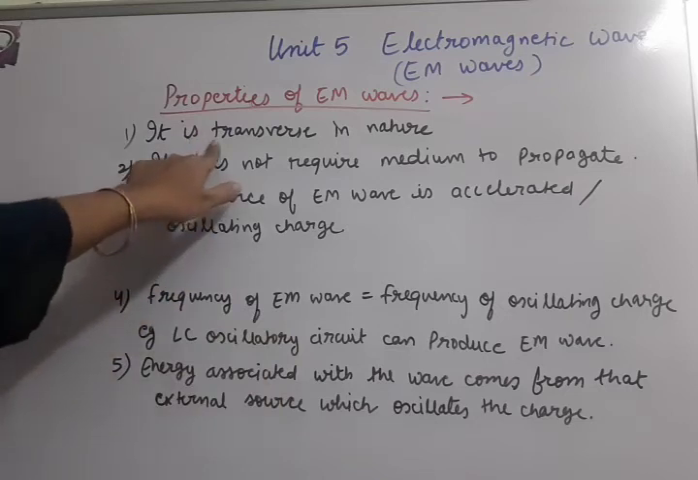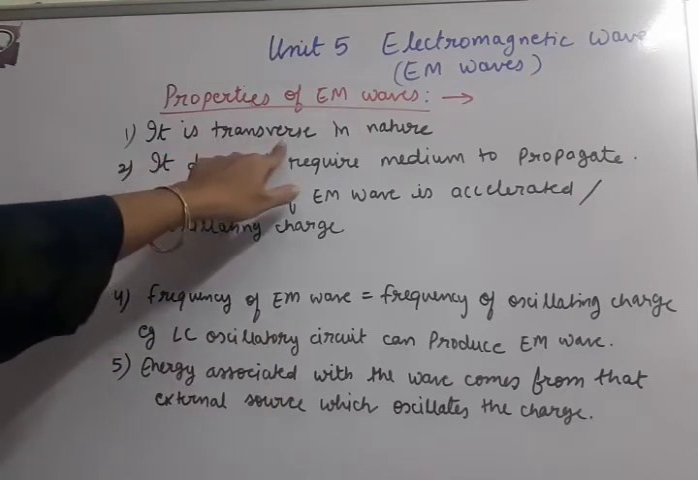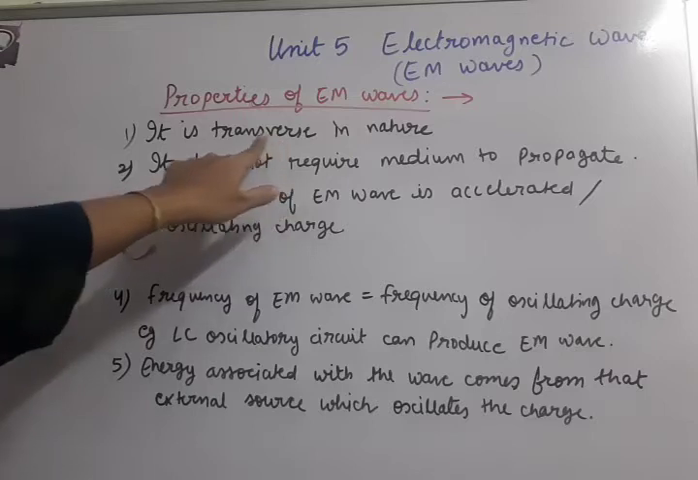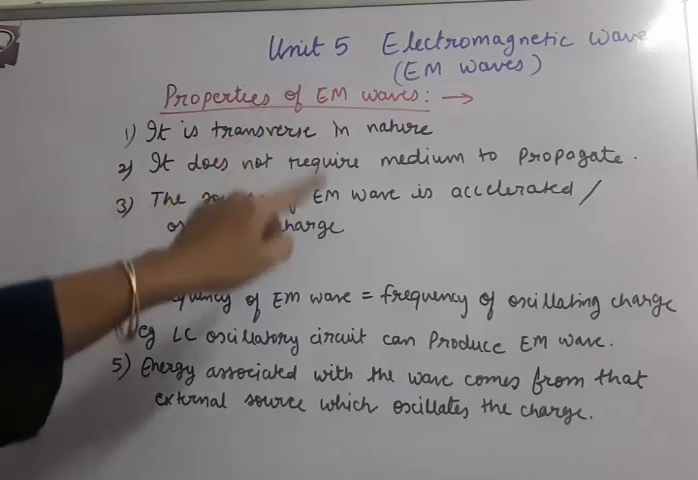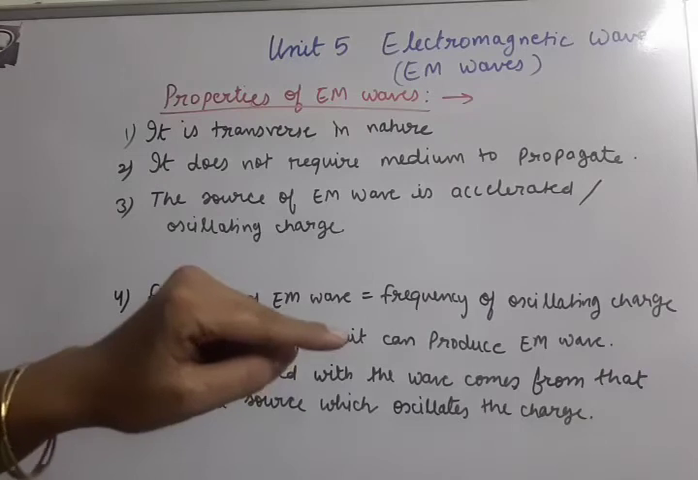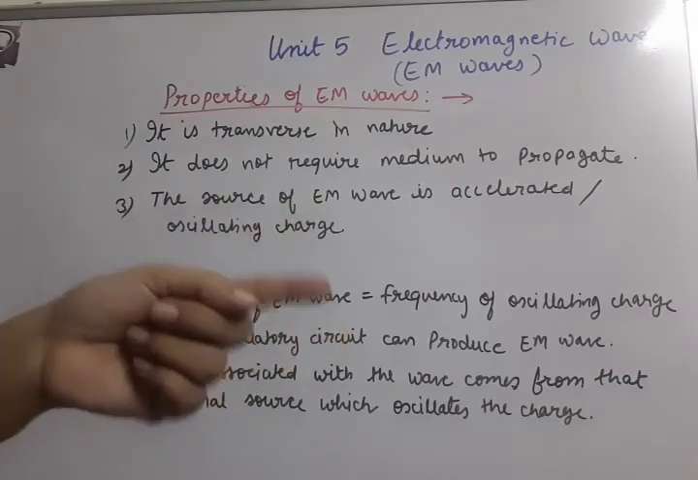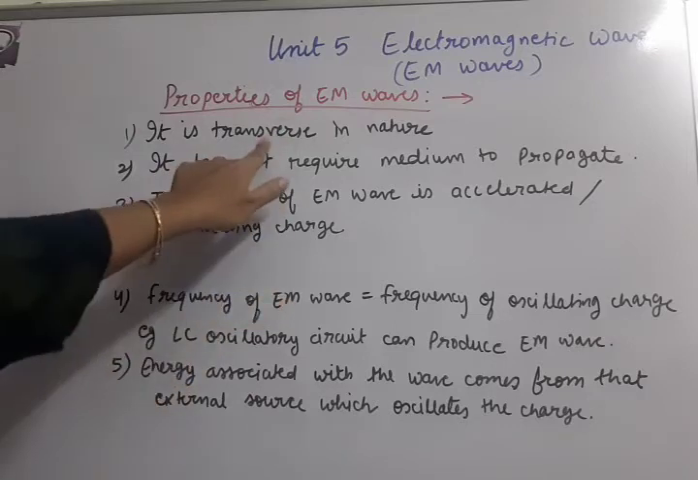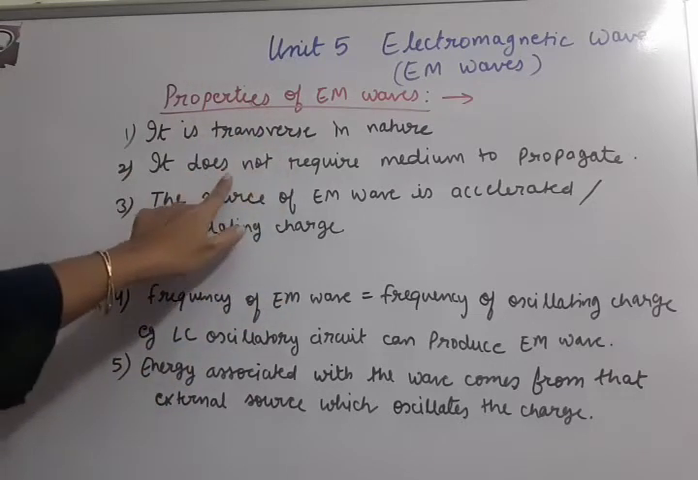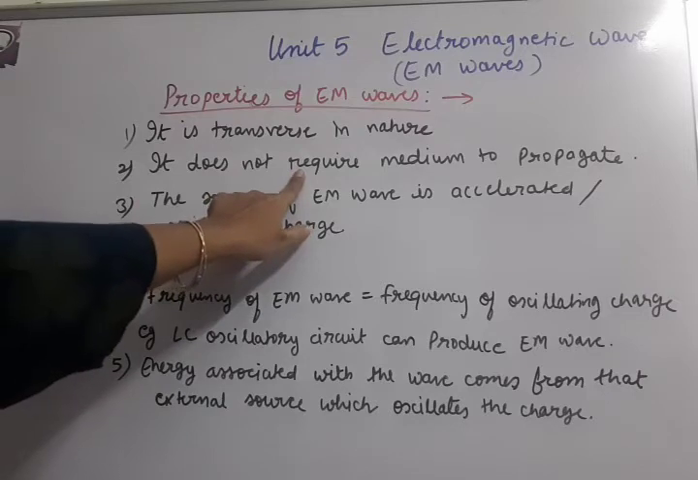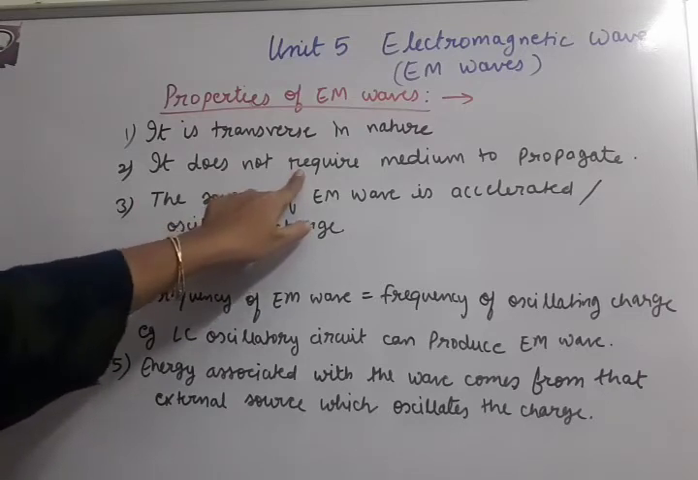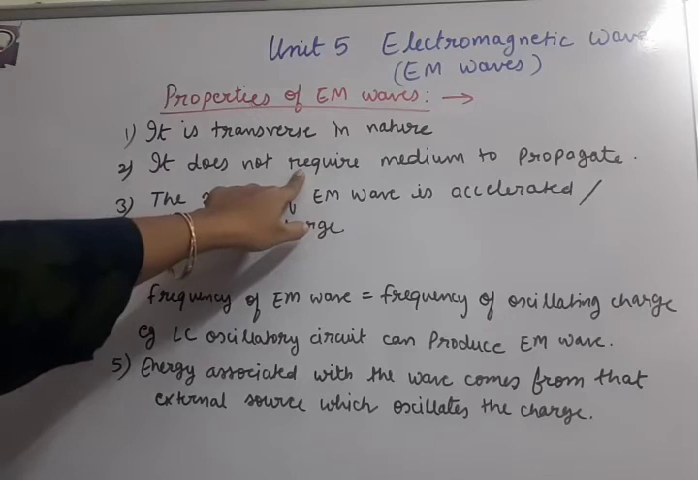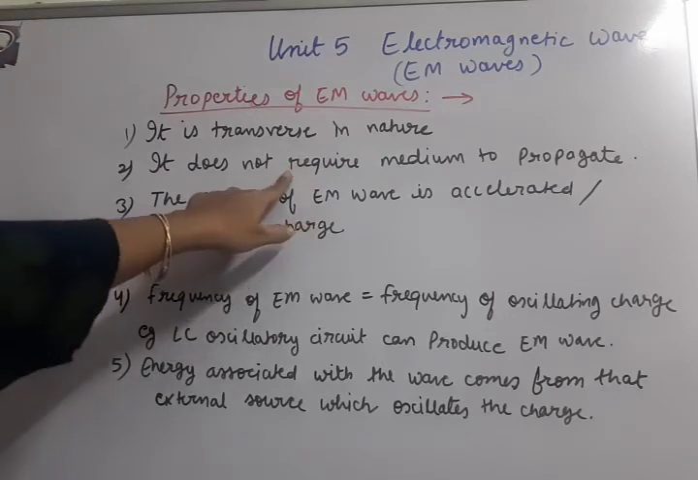First property about EM wave, as you know that it is longitudinal or transverse in nature. So this is transverse in nature because the vibrations are perpendicular to DOP. Vibrations of E and B are perpendicular to DOP, direction of propagation. That's why transverse. Secondly, does it require medium? So no. Electromagnetic waves do not require medium to propagate. Or you can say that it is non-materialistic wave.